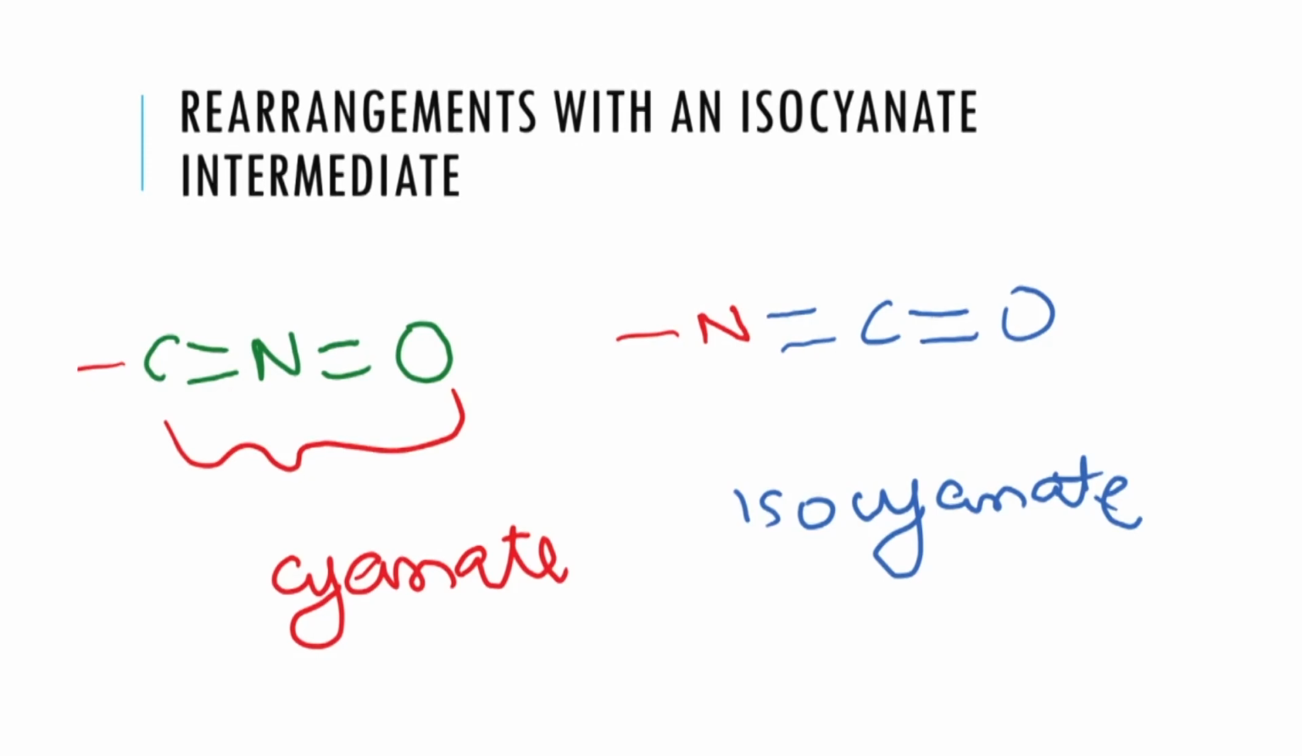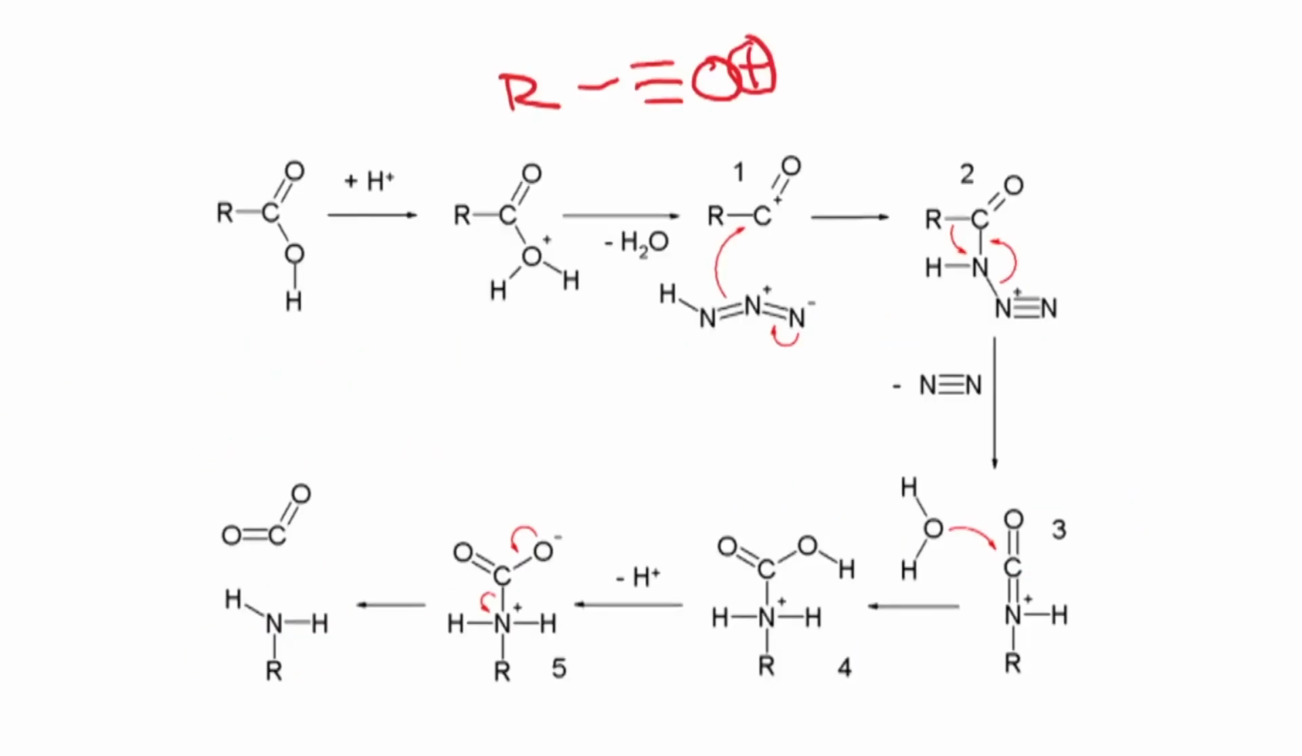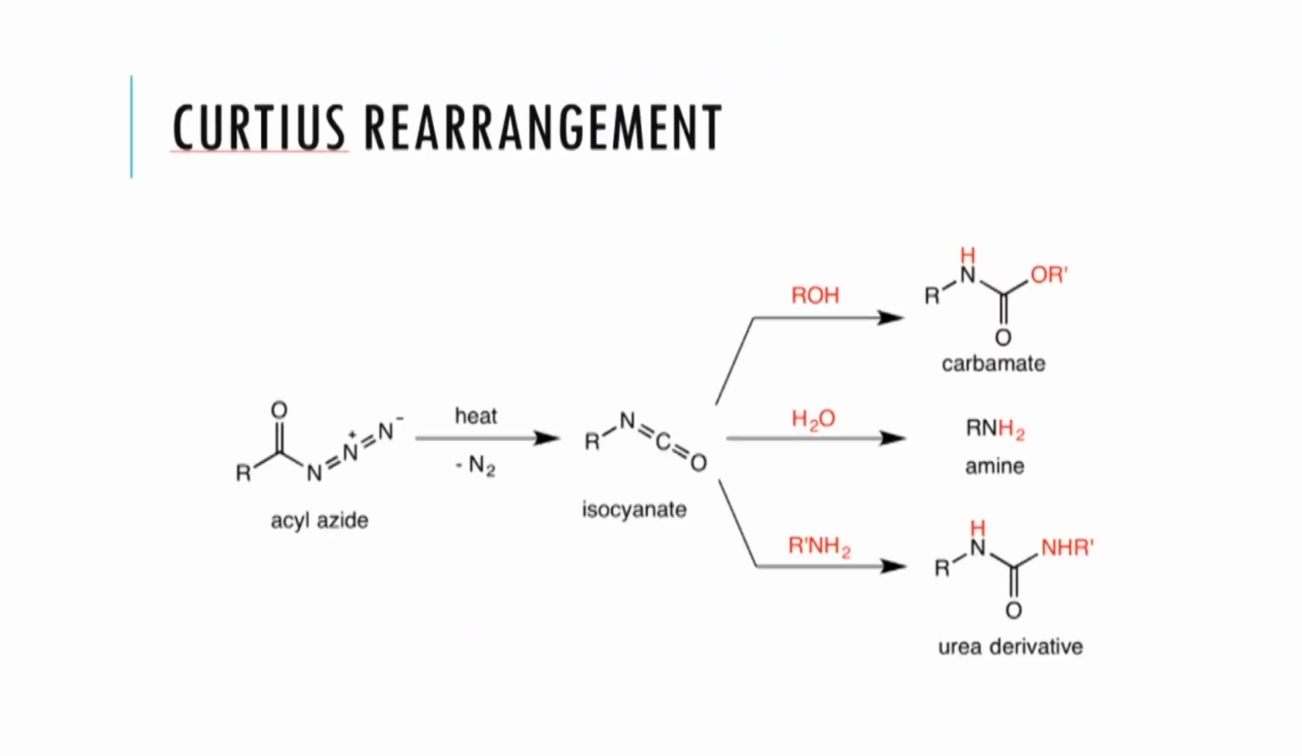There are a few rearrangements which we will look at that involve the isocyanate, and the first of these is called the Curtius rearrangement. So where you have an acyl azide, when you heat it up, you lose nitrogen to produce an isocyanate. An isocyanate can react in many ways. For example, an isocyanate is basically like a carbonyl compound, so it can react with an alcohol to produce a carbamate.